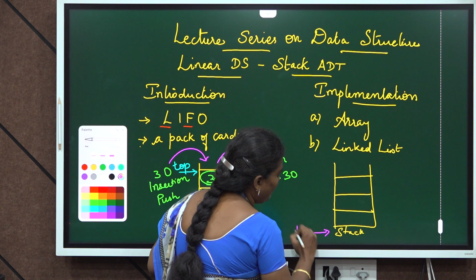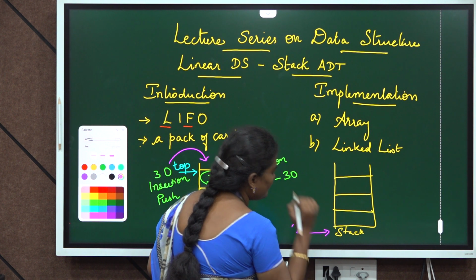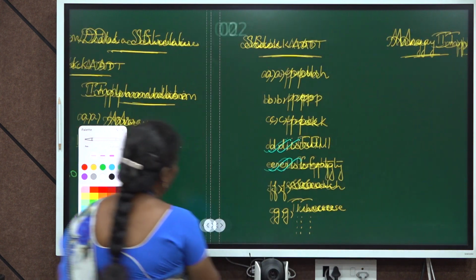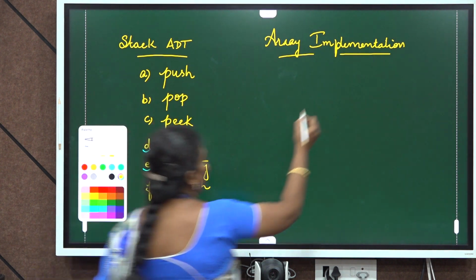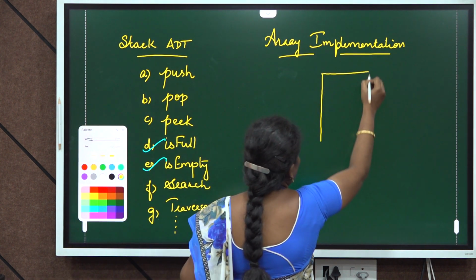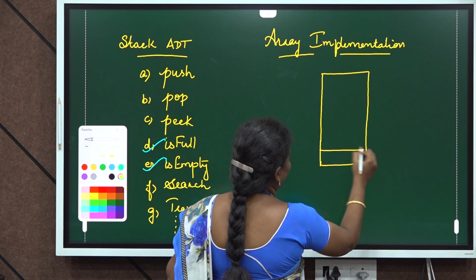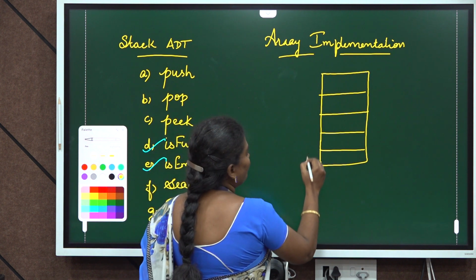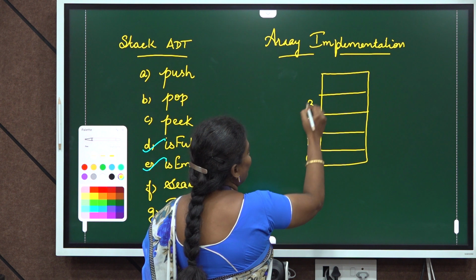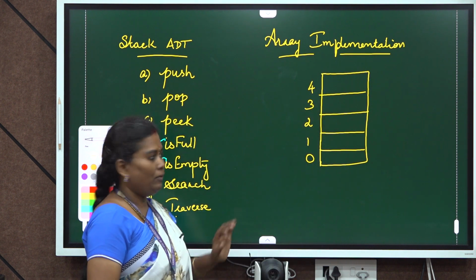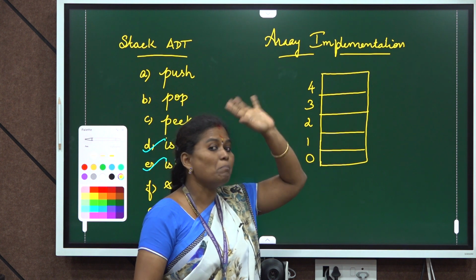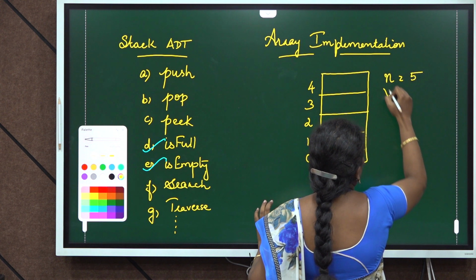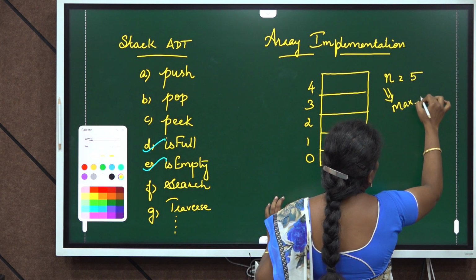Initially this top will be present out of the stack. When we think about the array implementation, we will be having a stack with a fixed size. So this is a stack with fixed size. As far as this example is concerned, we have taken a stack which can hold 5 elements. So 5 is the maximum size, and we can tell n equal to 5, where n represents the maximum size.